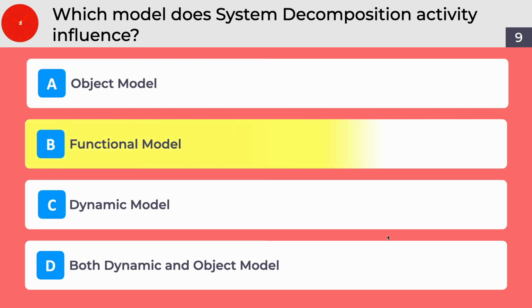And the correct answer is functional model. As we saw in the previous questions as well, the functional model is all about defining the use cases, and use cases help us figure out the system decomposition. The other models, the object model and the dynamic model, come a little bit later in the life cycle. So the correct answer in this case is option B, functional model. Let's move on to the last question for this quiz time, which is question number 10.